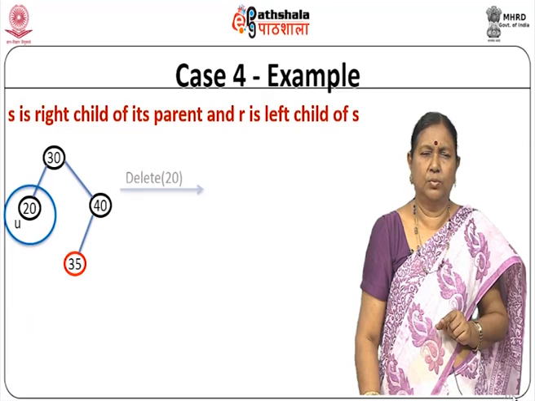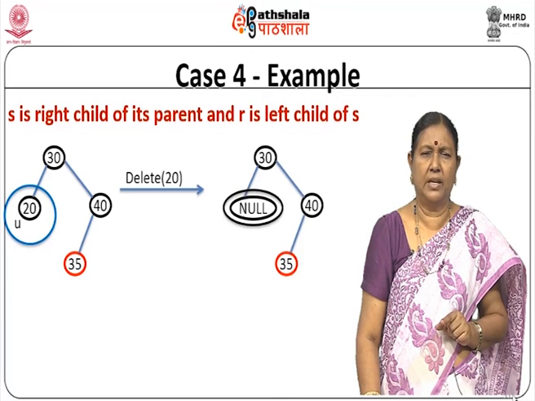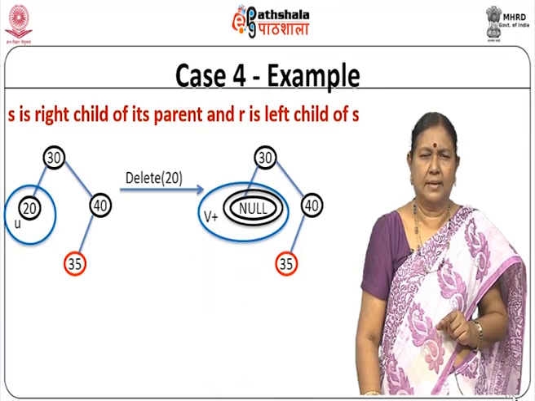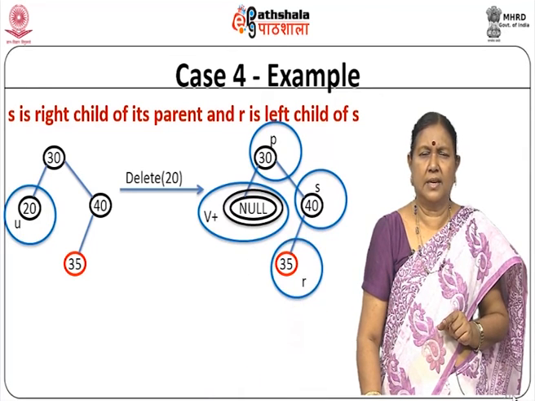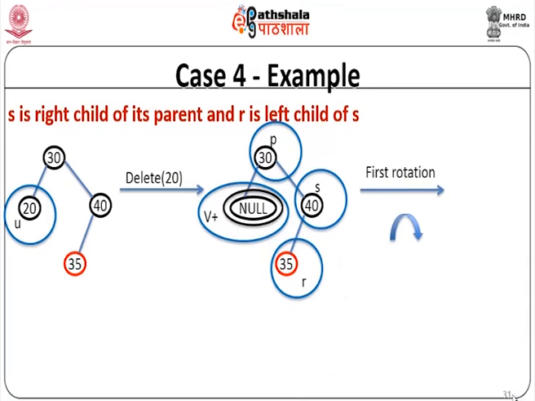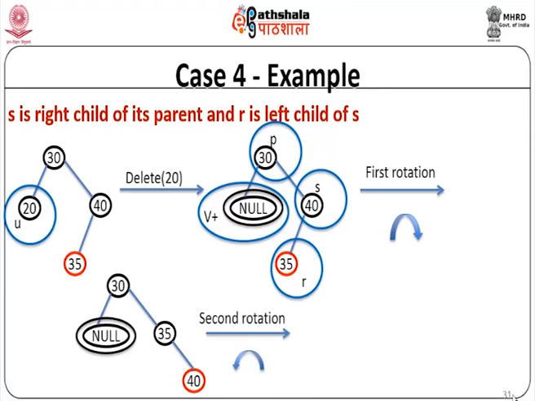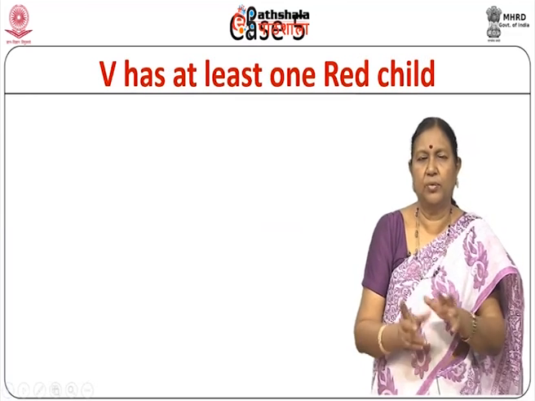And U is here, this is the deletion of 20. So, you have a double black, that is V, plus that is a parent, and that is S, and this is R, it is a left child. So, the first rotation, this is what will happen: you are rotating the left child R about 40, right rotate, and then you do the second rotation. So, you rotate 35 about 30. That is what is happening, and so you have two rotations here.